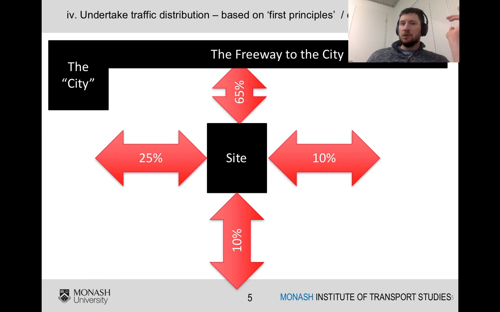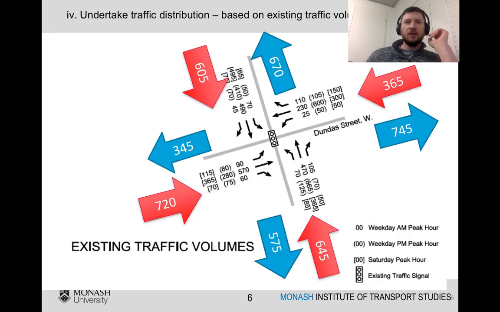Now we might get a little bit more complicated. Well, if the freeway to the city is north of us, we're probably going to make an estimate that more people are going to go north than west. You can see how we're building up this estimate based on a bit of judgment and principles, but it's still pretty rough.